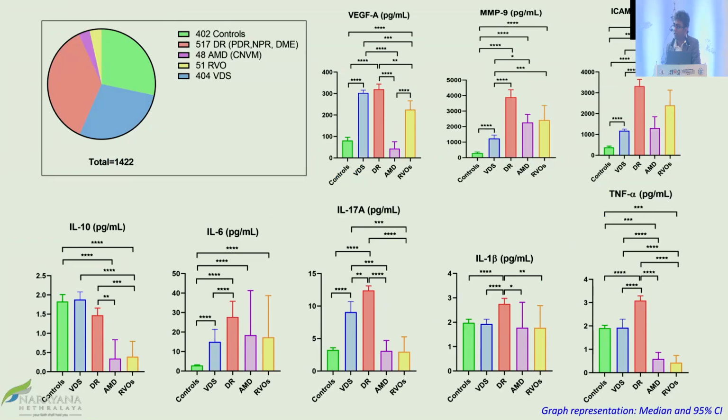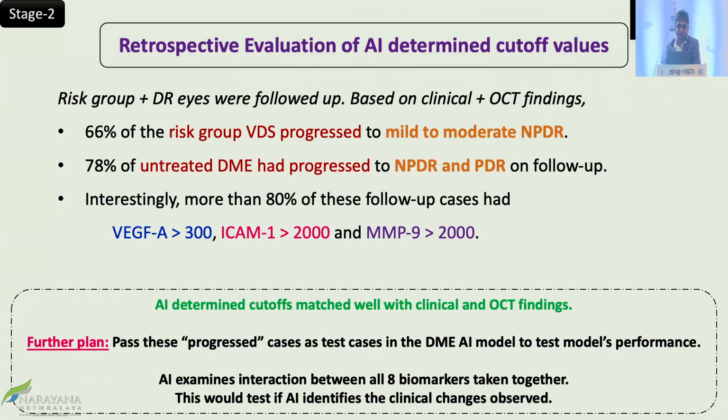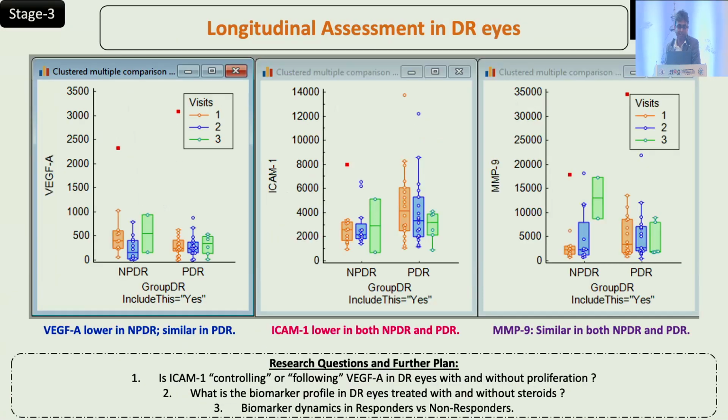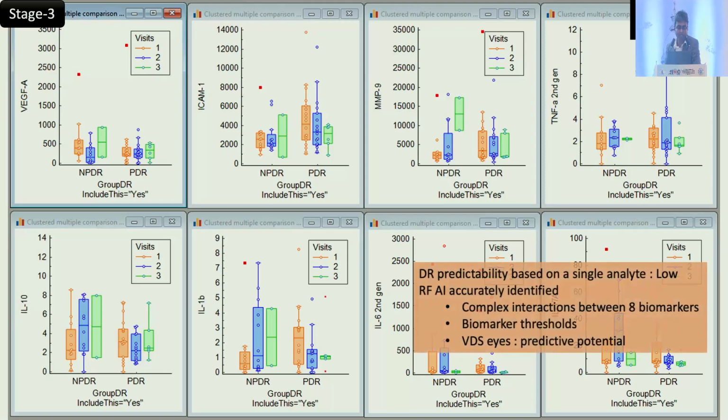Santosh, you have to conclude. Yeah. So the vascular disease suspects were more prone to go on to diabetic retinopathy and vision-threatening diabetic retinopathy. I'll just skip these.